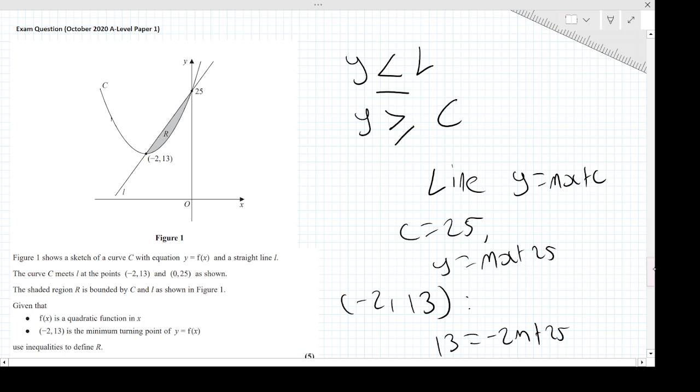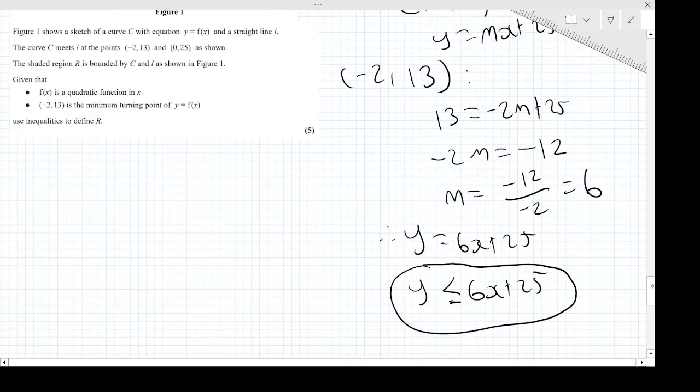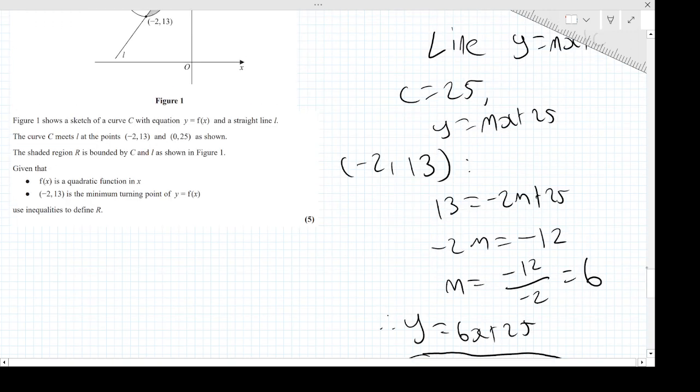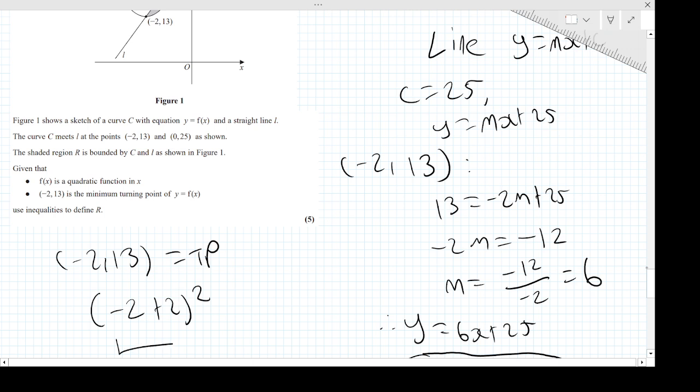How do we deal with that? Well, you should know with turning points of a quadratic, we complete the square. So actually, it's ideal to consider the completed square form of the quadratic. The turning point is -2, 13, right. The x coordinate of the turning point is -2. So we're going to want to add 2 to make the bracket equal to 0, for it to be a turning point. So that means we're going to have x plus 2 squared.